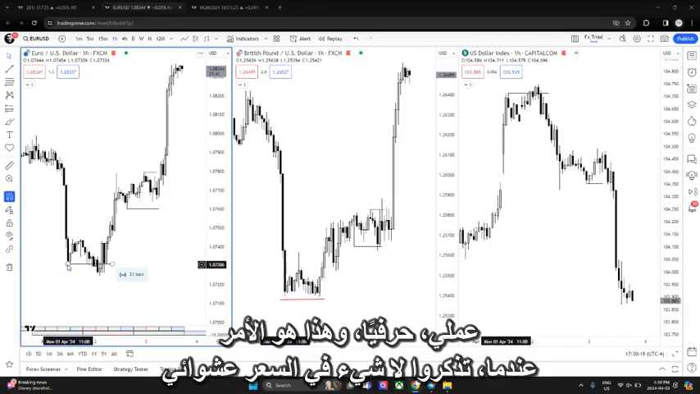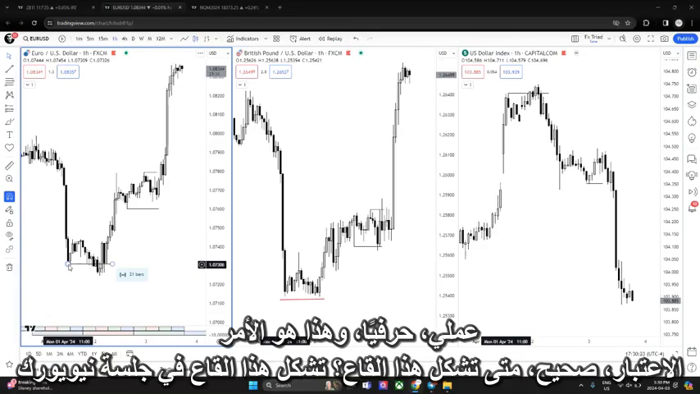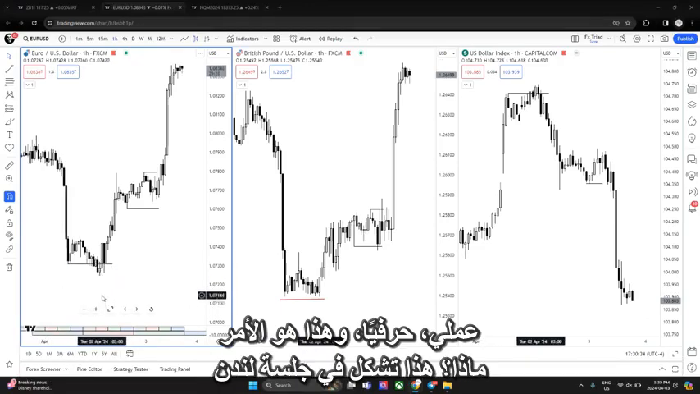Remember, nothing in price is random, and take everything into consideration, right? When was this low formed? This low was formed in the New York session, and this one was formed in the, what? This one was formed in the London session.